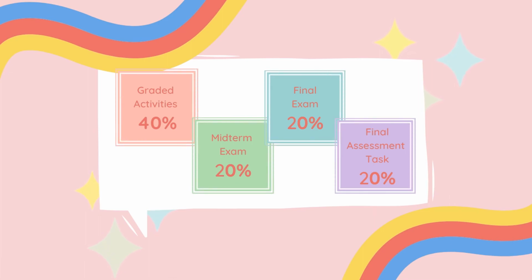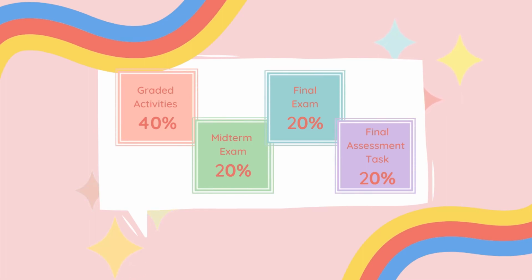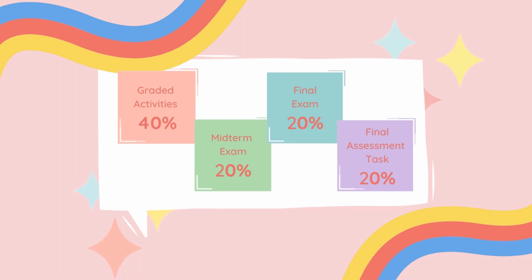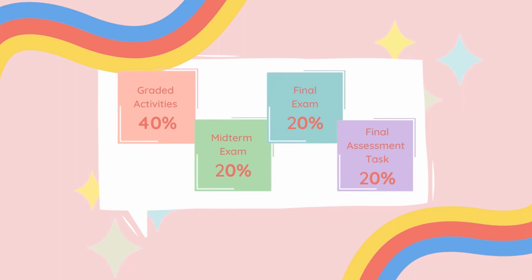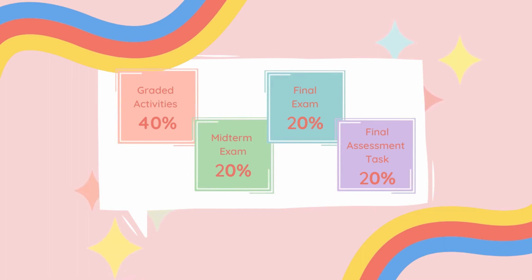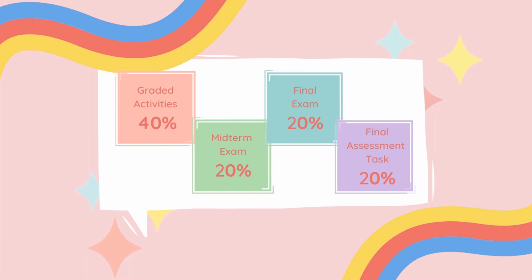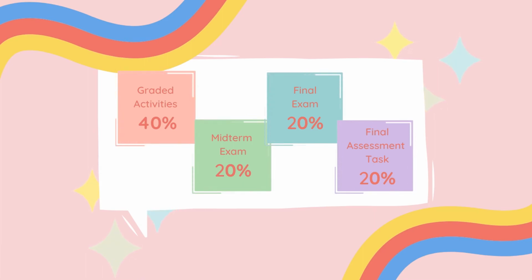Midterm exam. An examination will be given at the end of the midterm period. A table of specifications will be sent out within the exam week. An exam type may be a combination of multiple choice questions, identification, and open-ended questions. This shall compose 20% of your final grade.